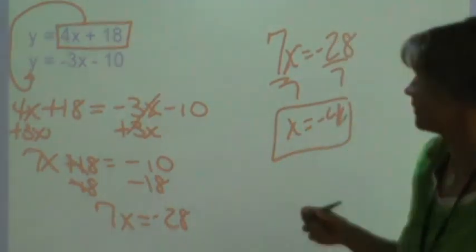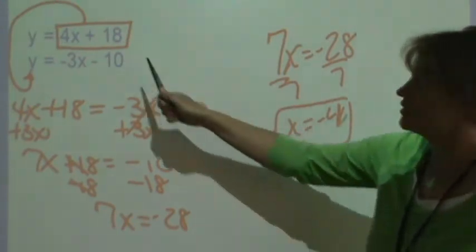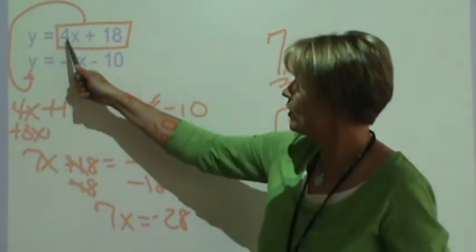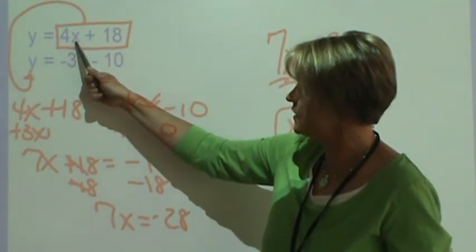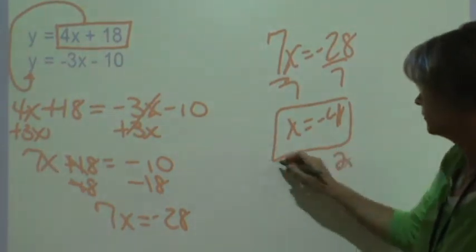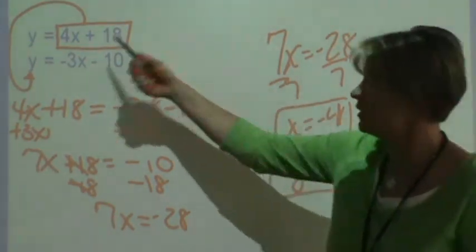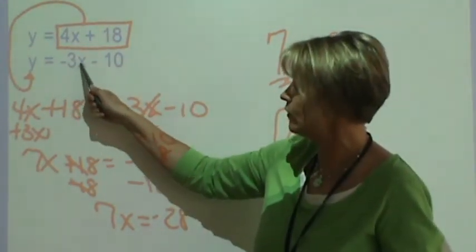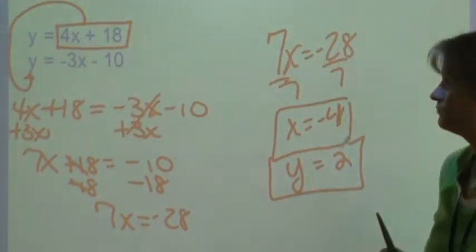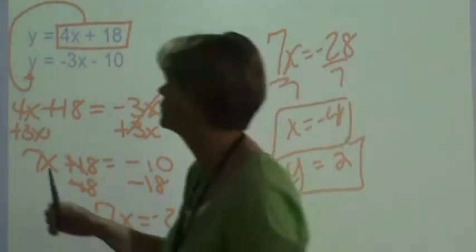Doesn't matter, you'll get the same answer. Let's do the top one because it doesn't have as many negatives, okay? So I'm going to go 4 times negative 4 is negative 16, plus 18 is 2. Okay, or I could have put in the bottom one. Negative 3 times negative 4 is positive 12, and 12 minus 10 gets me 2. Okay, so it's going to work for both equations.